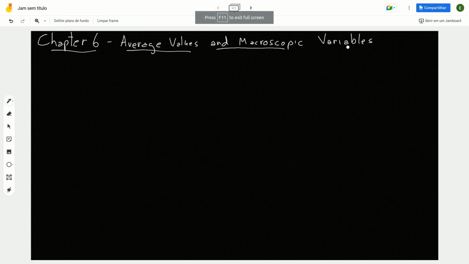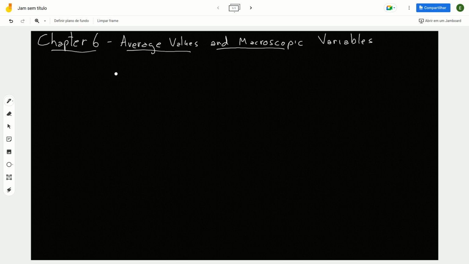Okay, welcome to chapter 6 of this plasma physics course. We're going to talk about average values and macroscopic variables. We're going to use the elements defined in chapter 5, those variables, to compute some averages, which will be the basis for the development of the theory of two fluids and MHD equations. They will all be based on the values that we are going to compute.